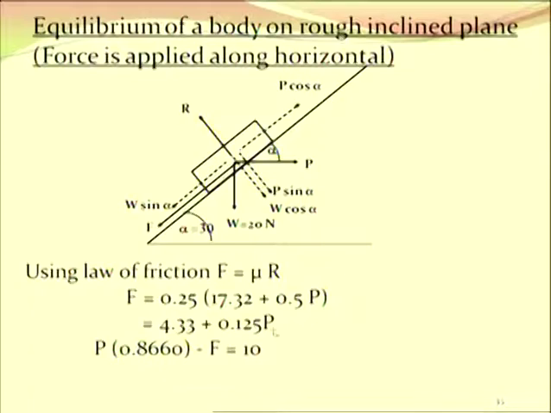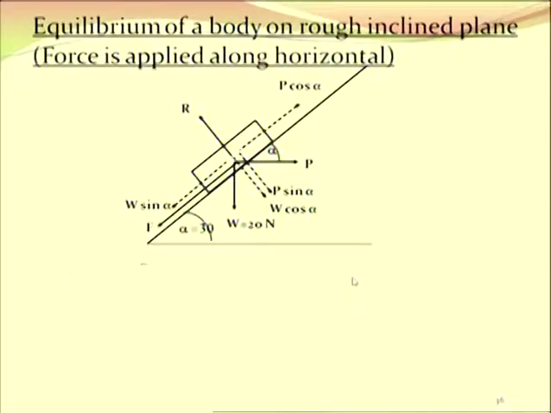Now when we have resolved these forces along the x-axis, we got an equation, that is P into 0.8660 minus F, that equals to 10. There F is unknown at that time. Now we have obtained F in terms of P. So putting the value of F, which is 4.33 plus 0.125 P, in this equation, P into 0.8660 minus 4.33 minus 0.125 P, that equals to 10.